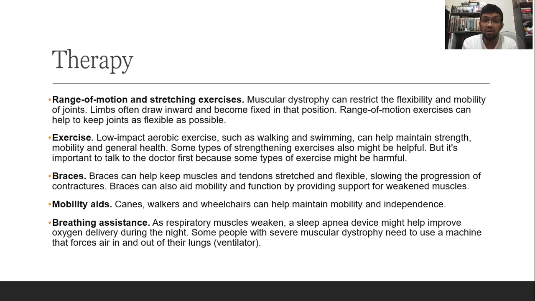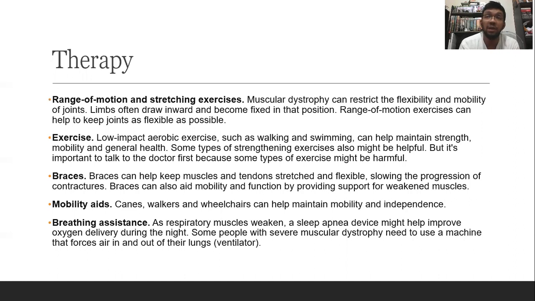Braces can also be used to keep the muscles and tendons stretched and flexible. This allows slowing down the progression of contractures. Braces can also aid mobility and function by providing support to the weakened muscles.